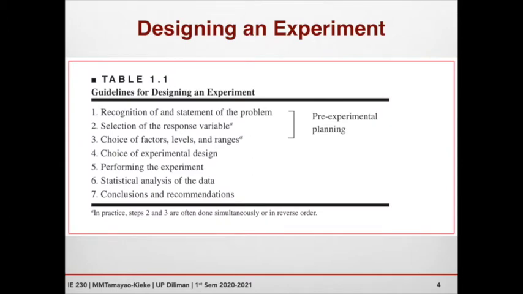Recall that the 7 steps in designing an experiment are recognition of and statement of the problem, selection of the response variable, choice of factors, levels, and ranges, choice of experiment design, performing the experiment, statistical analysis of the data, conclusions, and recommendations. The first 3 are the pre-experimental planning phase, which is the foundation of an experiment's success.